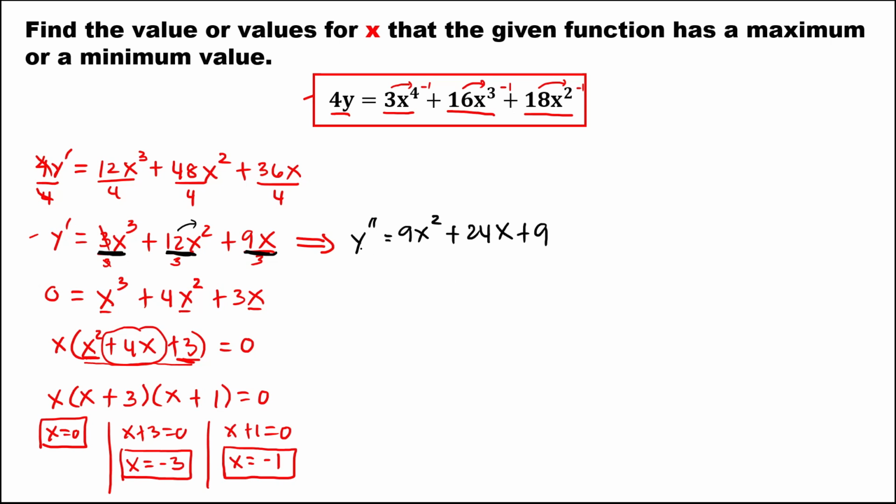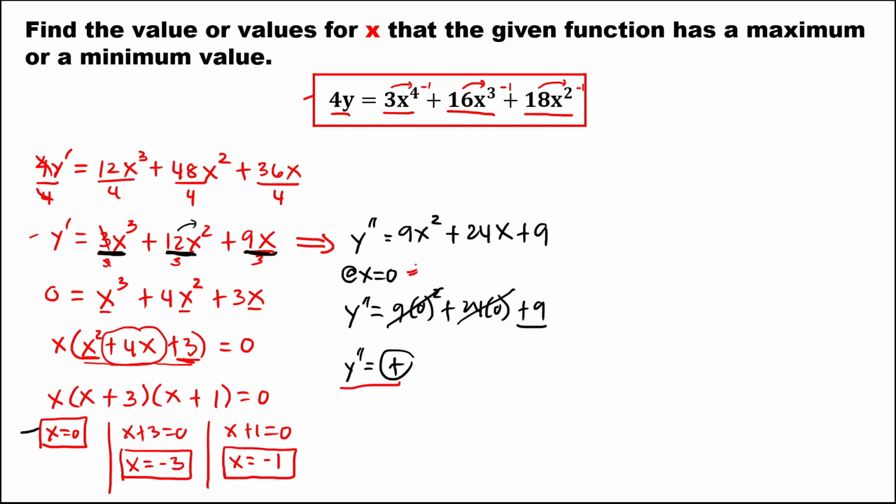Then to find the value of the second derivative at x equals 0, we have y double prime equals 9 times 0 to the power 2 plus 24 times 0 then plus 9. So we have y double prime equals, this one is 0, this is 0, so we have positive 9. So since the second derivative is positive, for x equals 0, this is the minimum value.